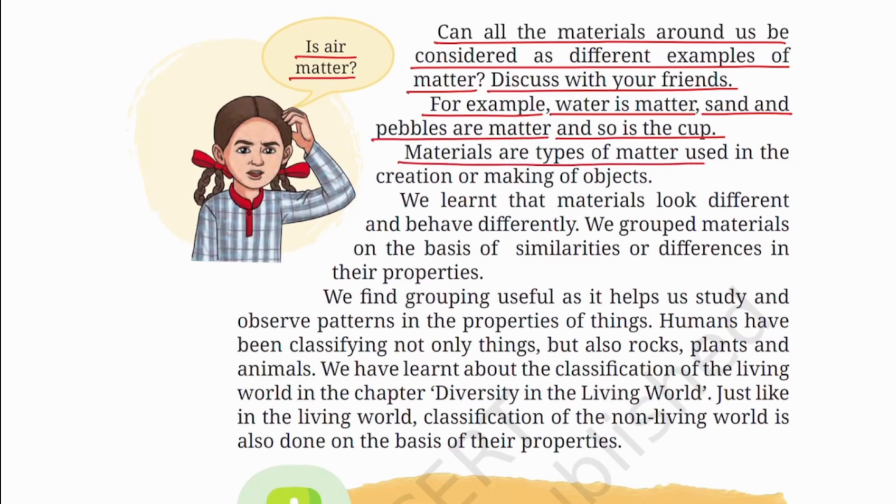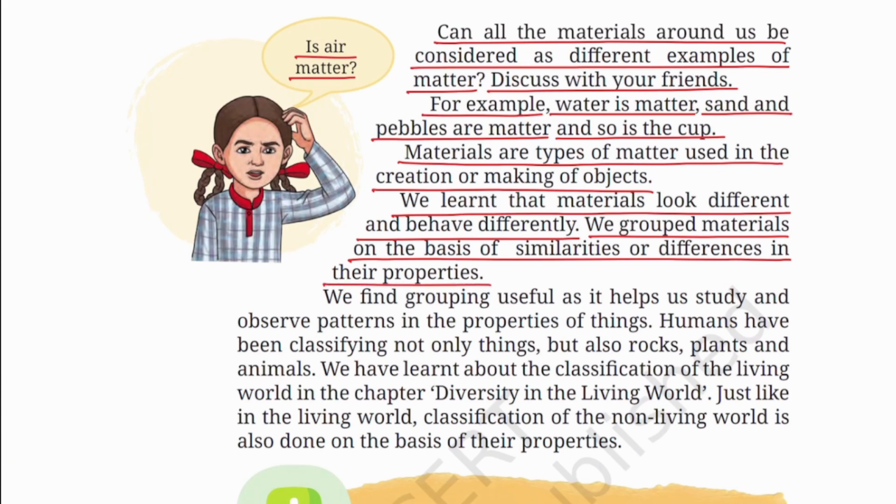Materials are types of matter used in creating or making objects. We learned that materials look different and behave differently. We grouped materials on the basis of similarities and differences in their properties. We find grouping useful as it helps us study and observe patterns in the properties of things.